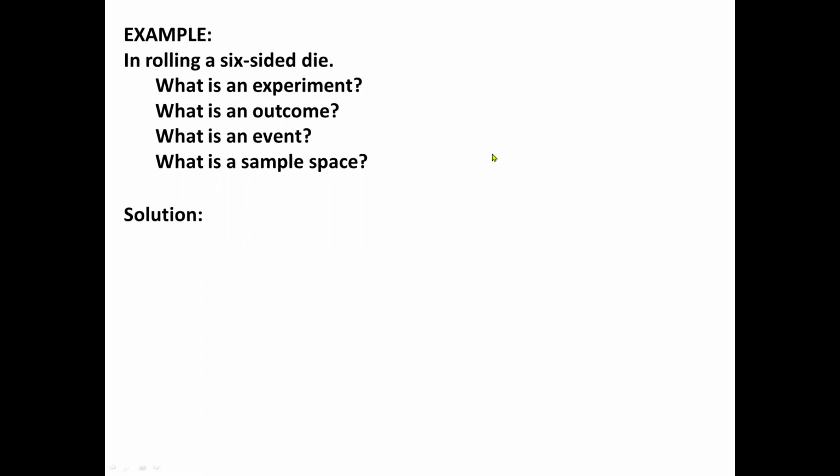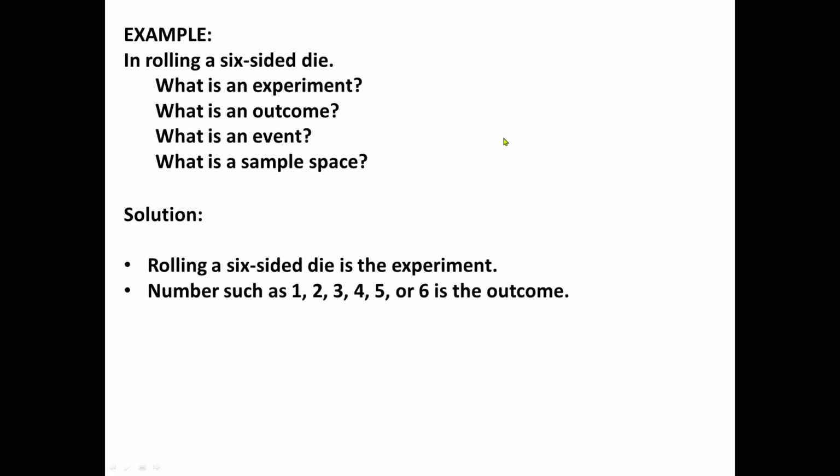Solution. What is the experiment? Rolling a six-sided die itself is the experiment. That is our activity. The numbers 1, 2, 3, 4, 5, 6 are the outcomes. Whichever number or face of the die appears is definitely one of the outcomes. For example, I rolled the die and 1 appeared. The 1 is an outcome. 2 is another outcome. 3 is a separate outcome. 4 is another outcome. 5 and 6 are again separate outcomes.